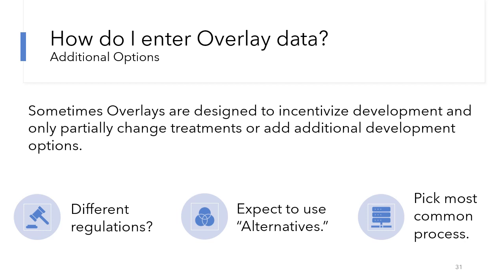These different regulations can often be added through the overlay by the use of alternatives, similarly to how we add alternatives to base districts or underlying districts. These alternatives are added in a similar format. And for the treatment fields, again, we pick the most common process, similar to how we treat alternatives within a base district.